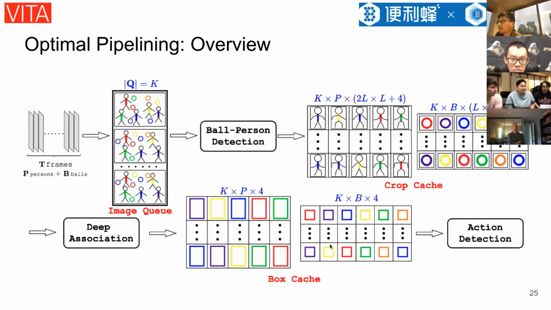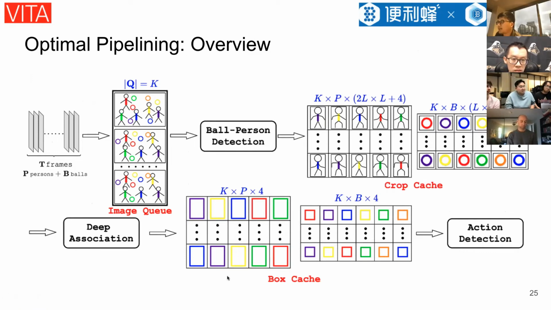So this is the overview. Given the input video, we store the images into the image queue at once, and we go to the ball and person detection part. It gives us those detected crops, person and ball crops together with the bounding boxes, and we store them into the crop cache and feed them into the deep association part.